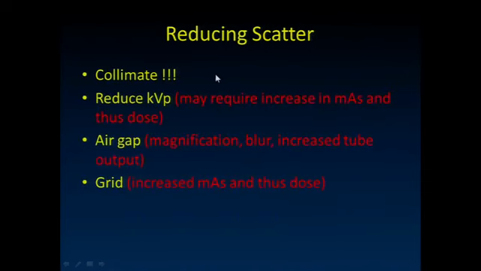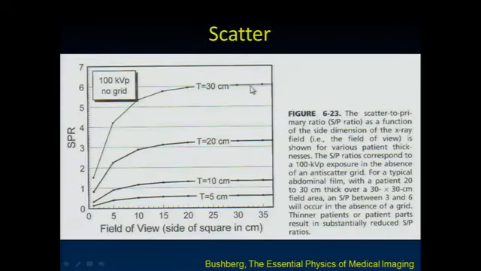So as I mentioned before, we're going to collimate. We're going to reduce that kV when it's at all possible. We may use an air gap, and the other thing I want to talk about is maybe using a grid. I want to make this point quickly, though. Here's an example where they use some different diameter phantoms, and they use different field of view sizes, where on that phantom they opened up the field of view to different sizes, and they looked at what the scatter to primary ratio was.